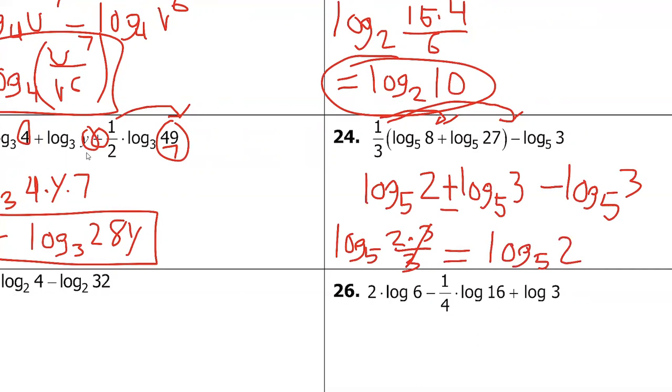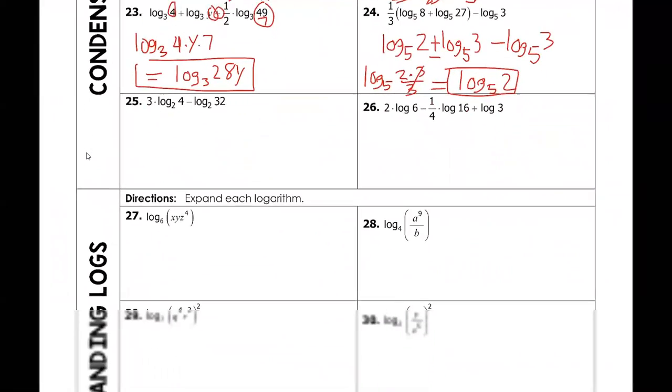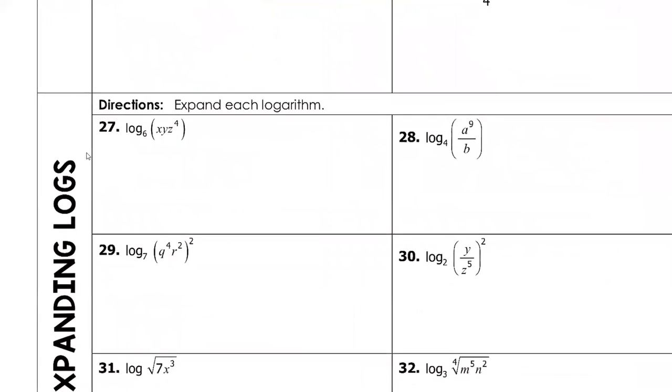I mean, you could have actually just looked at it here. You have plus log base 5 of 3 minus, and these basically just cancel because it's the same thing. But like I said, I'm going to skip 25 and 26. There's nothing super crazy going on there.